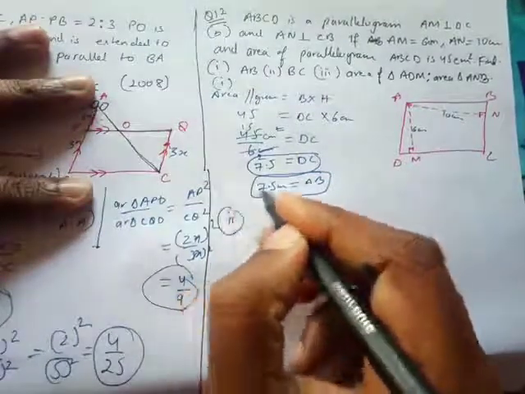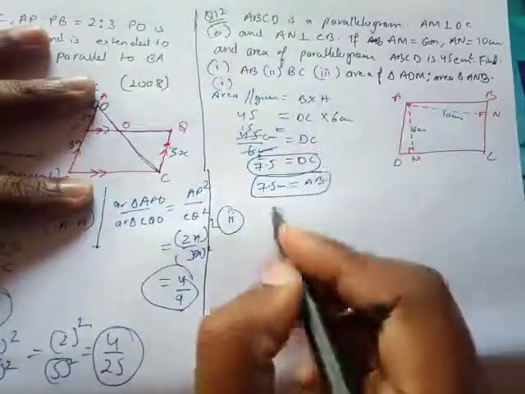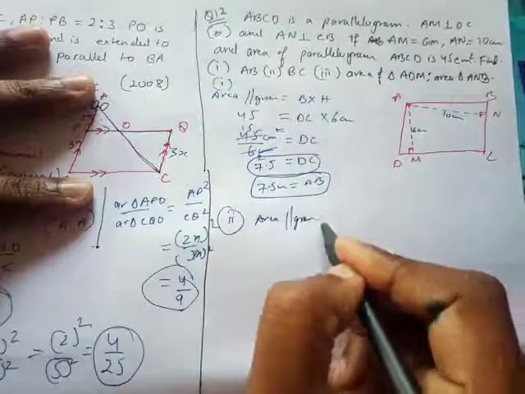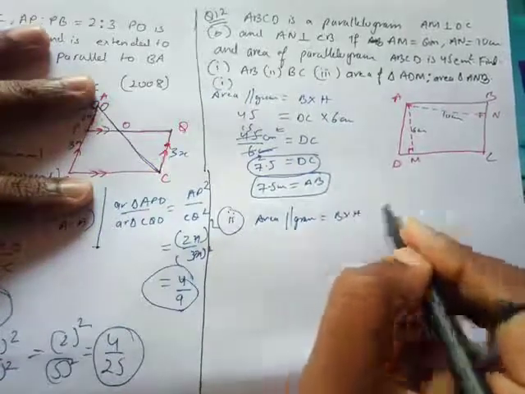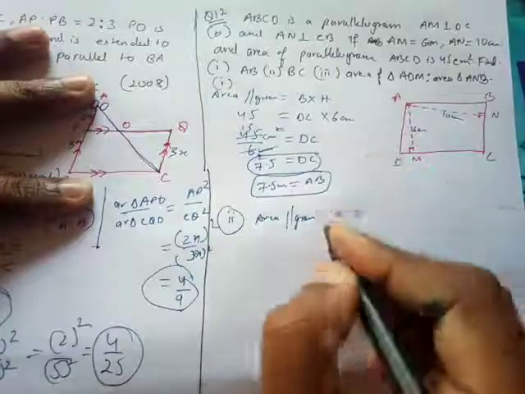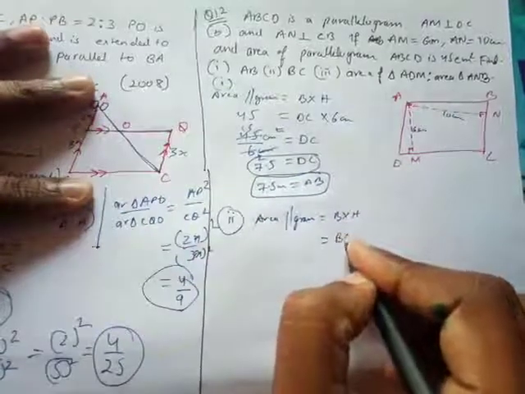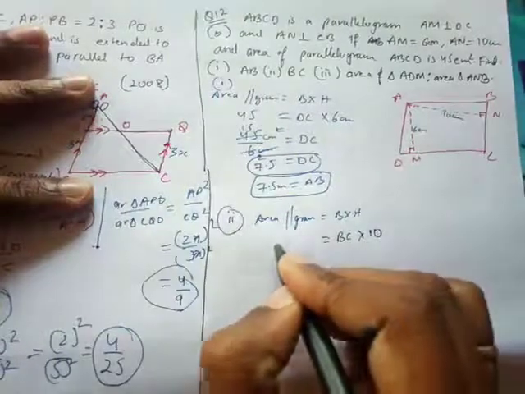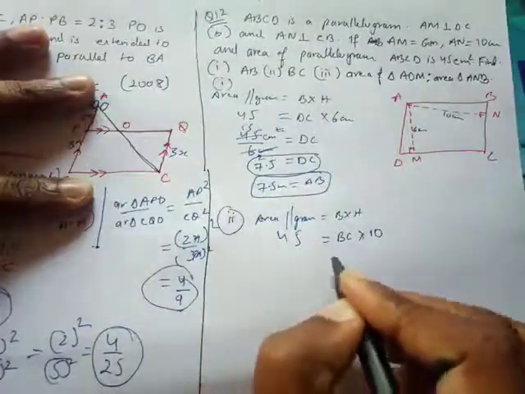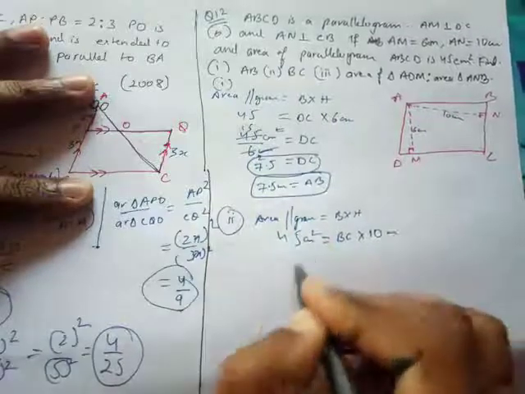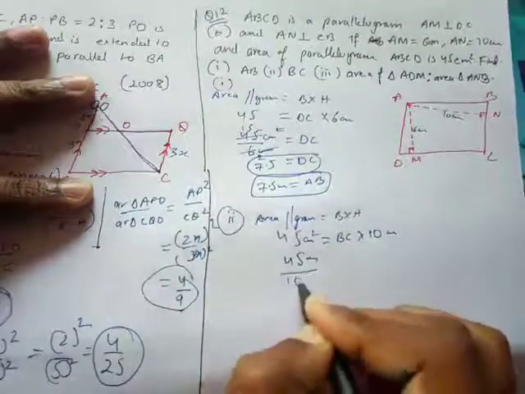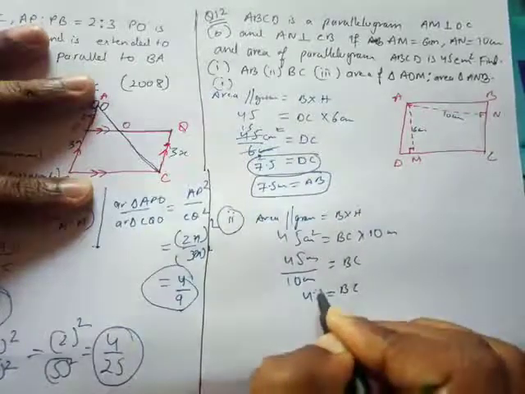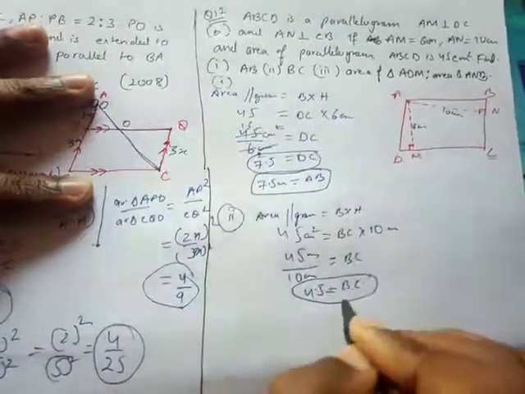Now the second thing, if you have a look very carefully, the second thing I have to find is BC. Area of a parallelogram is base into height, but now I'll be taking this base and this height. So I don't have the base, that is BC, but I have the height. Height is 10 centimeter, that is AN, and I have 45 centimeter square. So 45 upon 10, BC is going to be 4.5. Is that okay? So I got BC too.